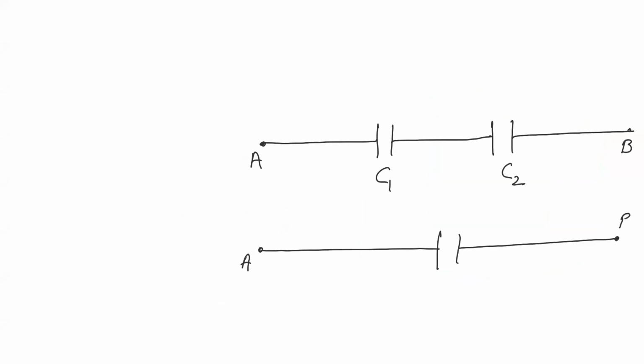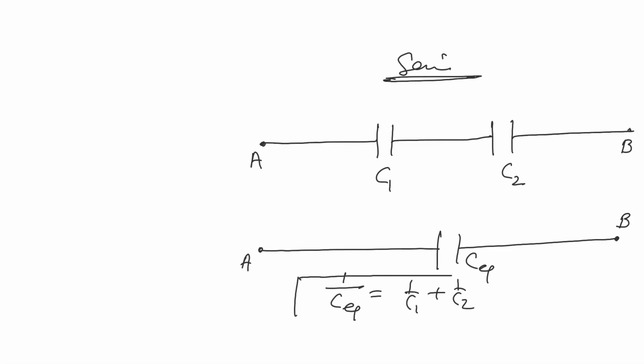This is point A, this is point B, this is C1, this is C2, right? We will find the equivalent of it. This is a series combination. The formula is opposite to the resistance equivalent. So it is C equivalent for the series combination. 1 by C equivalent is equal to 1 by C1 plus 1 by C2.